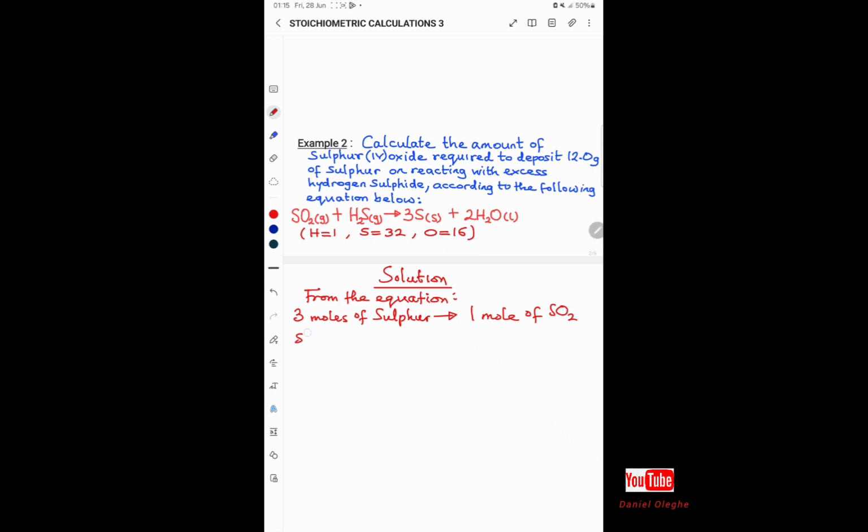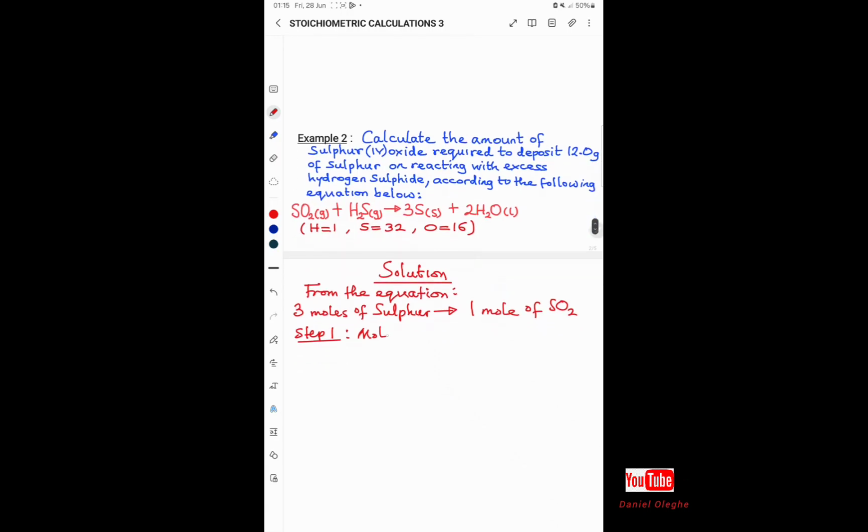So we calculate the molar mass of that sulfur, because we are given 12 grams in that question. So we need the molar mass of that sulfur so that we can convert the 3 mole to the equivalent mass in gram. So let's calculate the molar mass. The molar mass of sulfur.